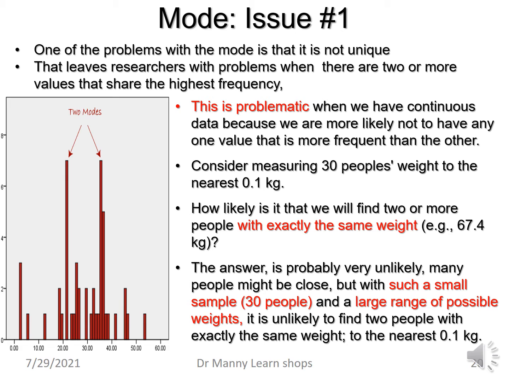An issue with mode, however, is that it's not unique. That leaves researchers with problems when there are 2 or more values that share the highest frequency. This is a problem, especially when we have continuous data, because it's more likely not to have any one value that is more frequent than another. So consider, you're measuring 30 people's weight to the nearest 0.1 kg. It's a small sample. How likely is it that we find 2 or more people with exactly the same weight, for example, 67.4 kg? The answer is probably very unlikely. Many people might be close, but with such a small sample, 30 people, and a large range of possible weights, it's unlikely to find 2 people with exactly the same weight to the nearest 0.1 kg.